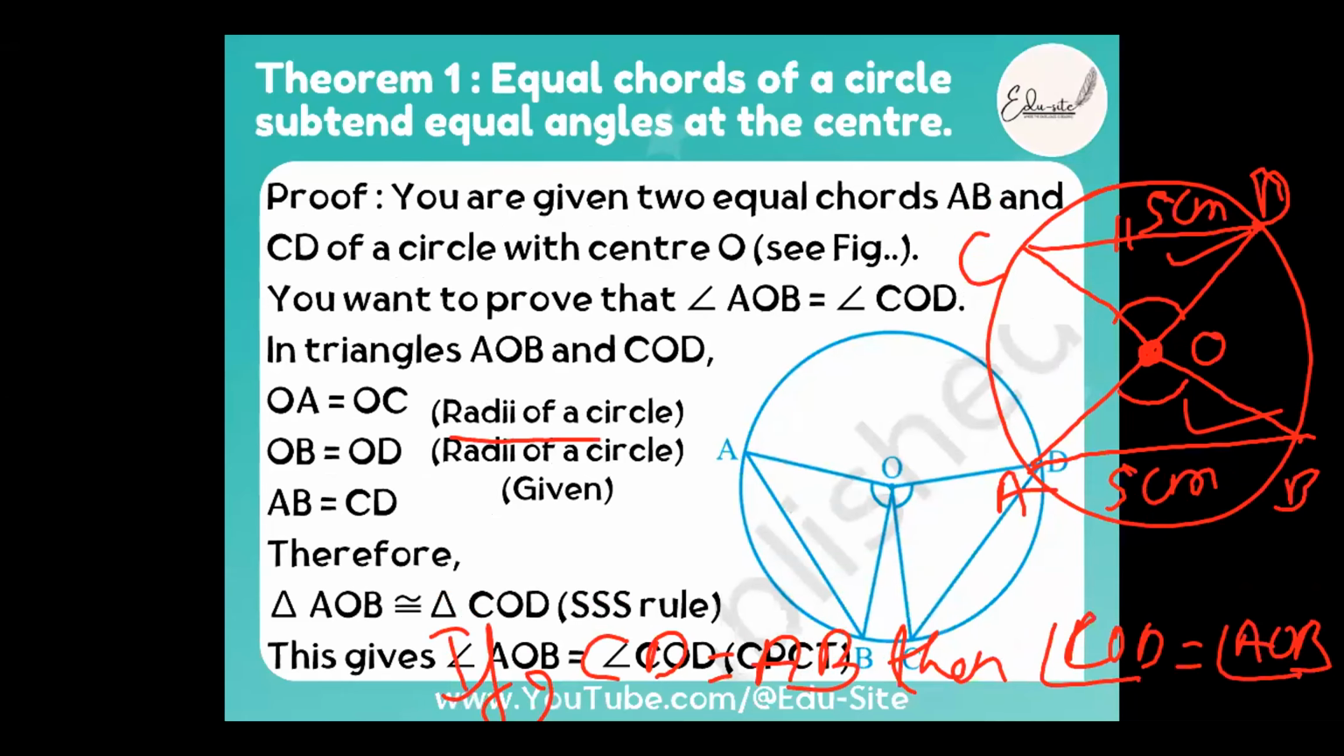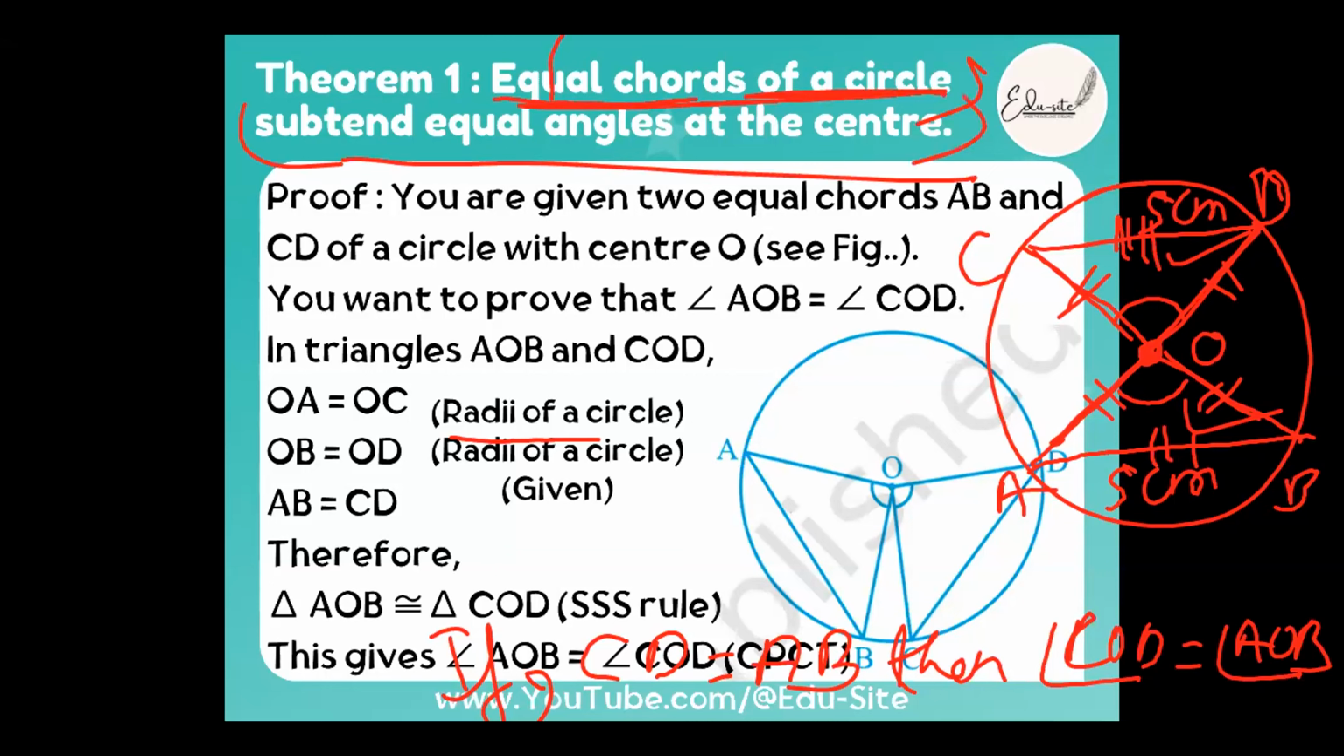We have two radii here, OC and OD. These two are equal. These two are equal. And then what more was equal? Do you remember something that is given? That chords are equal, right? AB and CD are equal. This is given, equal chords of a circle. This much is given. Equal angles at the center are to be proved.